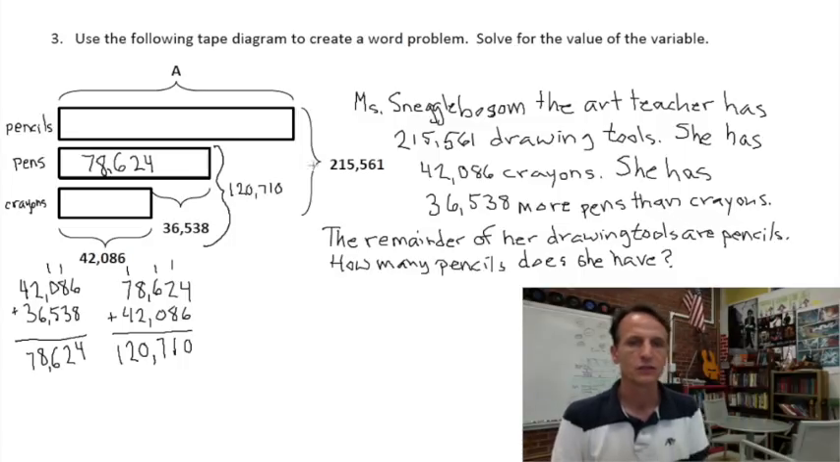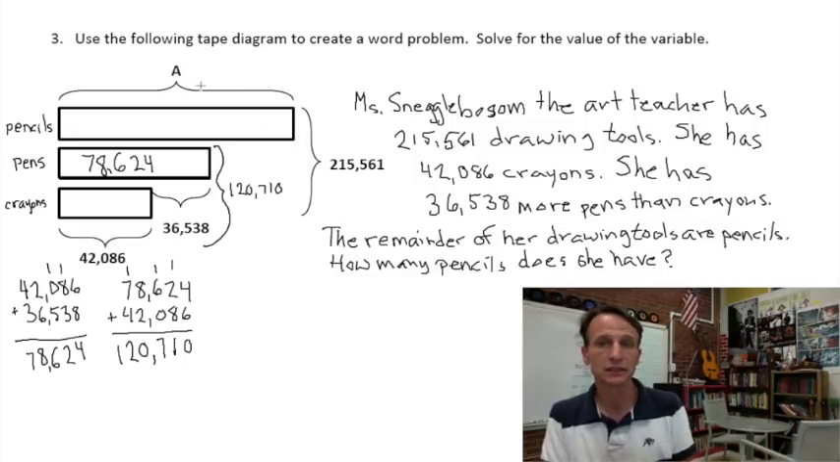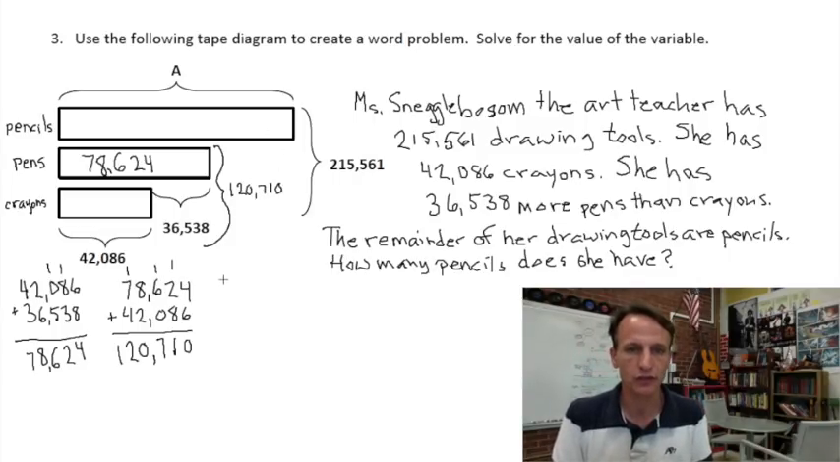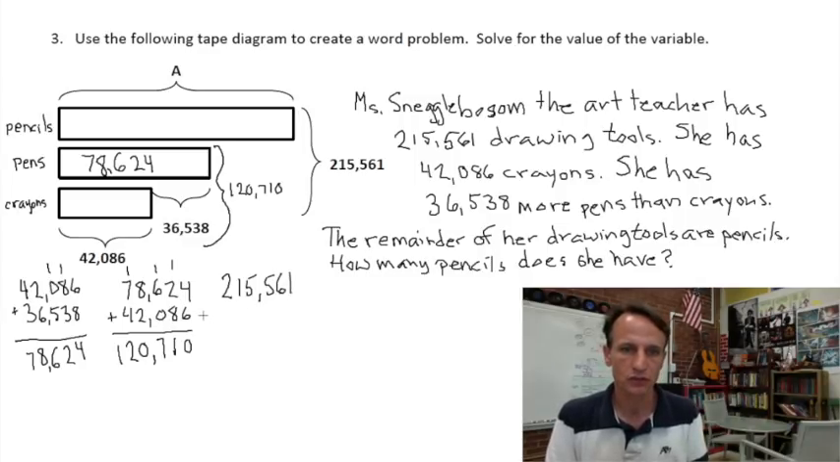120,710. So to find A, the variable, which we've designated as pencils in this example, we take the grand total of writing tools, drawing tools, and subtract pens and crayons. That will leave us with pencils. So let's do that. 215,561 drawing tools. We subtract pens and crayons, which we just solved for, 120,710. That will give us pencils.